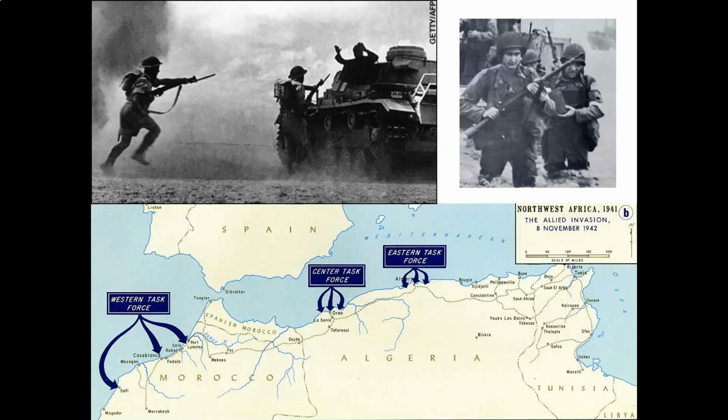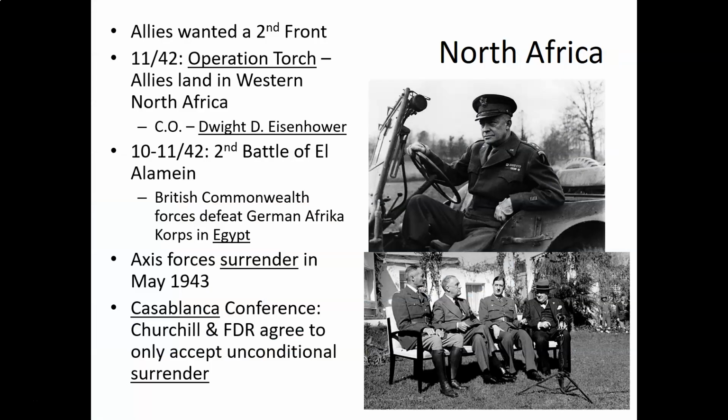Now we're going to jump to North Africa. Sorry. The Allies wanted a second front. Specifically, Stalin did, because he wanted to relieve pressure against him in the East. So the Allies, led by the British and the Americans, as well as the French, who are going to play a little bit of a role here, are going to launch Operation Torch in November of 1942. And this is where the Allies are going to land in western North Africa. The commander of these forces is Dwight Eisenhower, the future U.S. president.